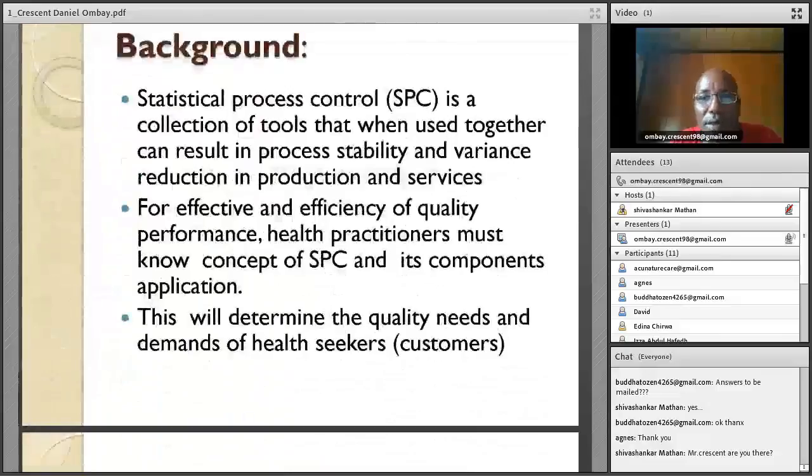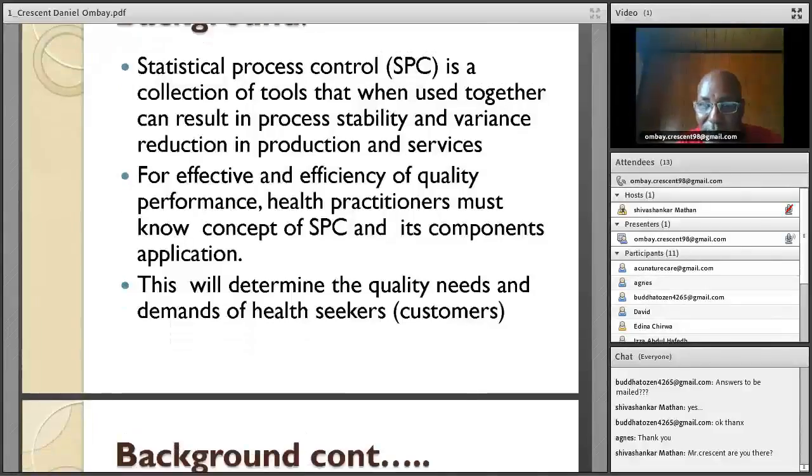Background: statistical process control is a collection of tools that, when used together, can result in process stability and variance reduction in production and services. For effective and efficient quality performance, health practitioners must know the concept of statistical process control and its components and applications. This will determine the quality needs and demand of health seekers, who are the customers.